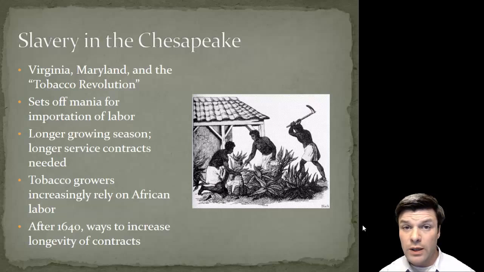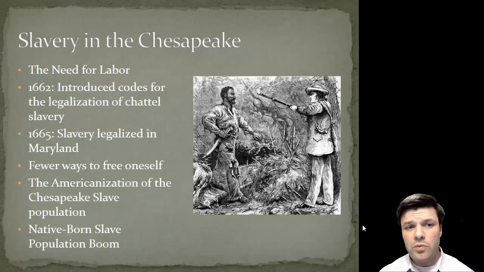Keep in mind, there is no legal code for slavery as we have been defining it thus far. It would have to evolve. And after 1640, it does evolve and becomes a very accepted part of Virginia's economy, the Chesapeake economy. 1662 is when you really begin to see this go mainstream within the legal system. In 1662, at least in Virginia, there are legal codes that now officially recognize the legality of chattel slavery.